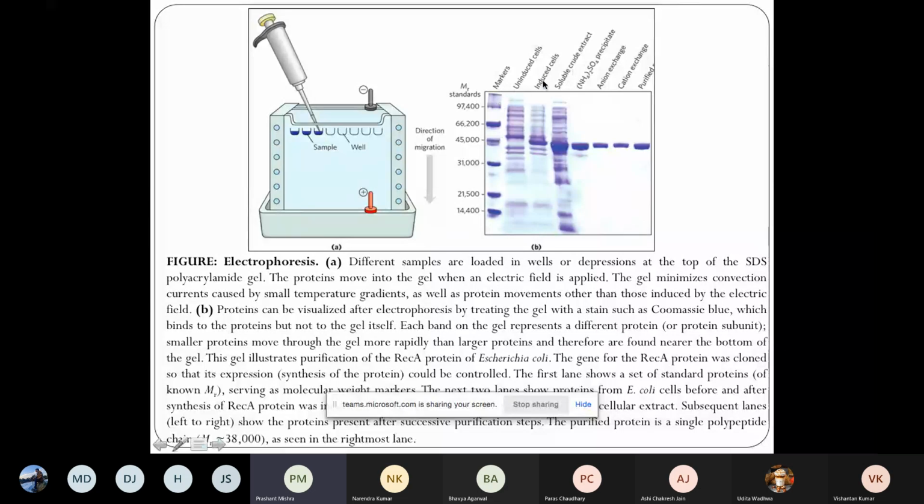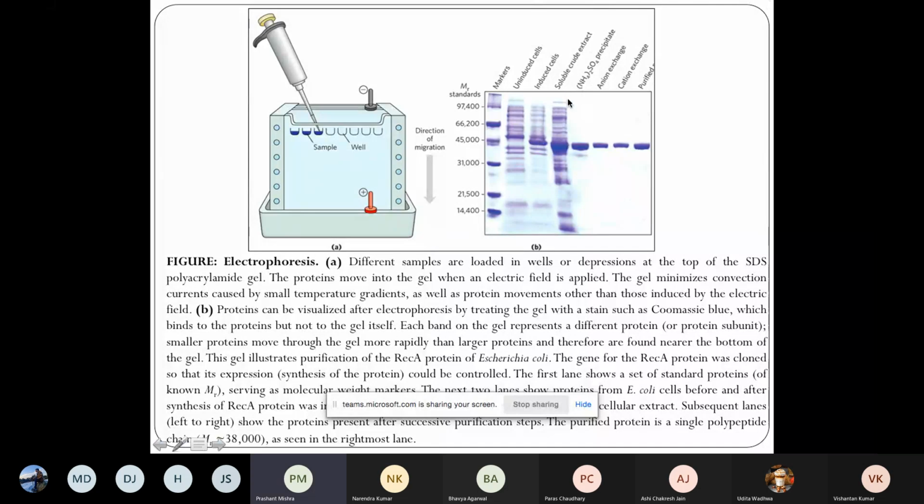Uninduced cell, induced cell. Right now I will not confuse you, because these are the ones where we are looking at the expression of the protein. In a clone, if I take a gene which is going to be expressed, here we are looking at the separation or the amount of protein of your interest, how much it is going to be expressed. Now this one becomes important for you.